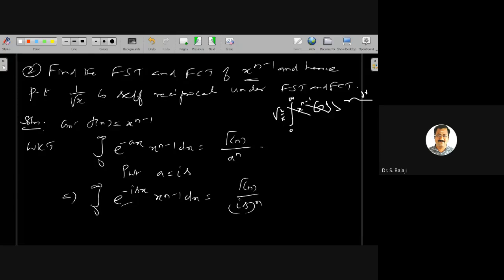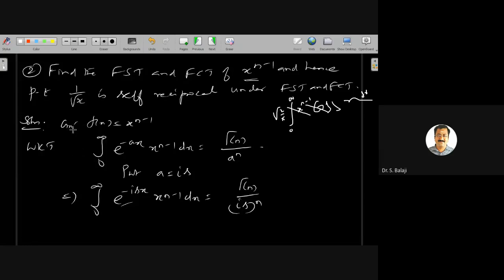So instead of moving this way, x power n minus 1 and cos sx can be written with the help of e power isx. Therefore, the integral of x power n minus 1 from 0 to infinity with exponential negative isx can be obtained with the help of the gamma integral result. Because x power n minus 1, 0 to infinity, negative exponential, immediately we have to think about the gamma integral. So you know the gamma integral result.